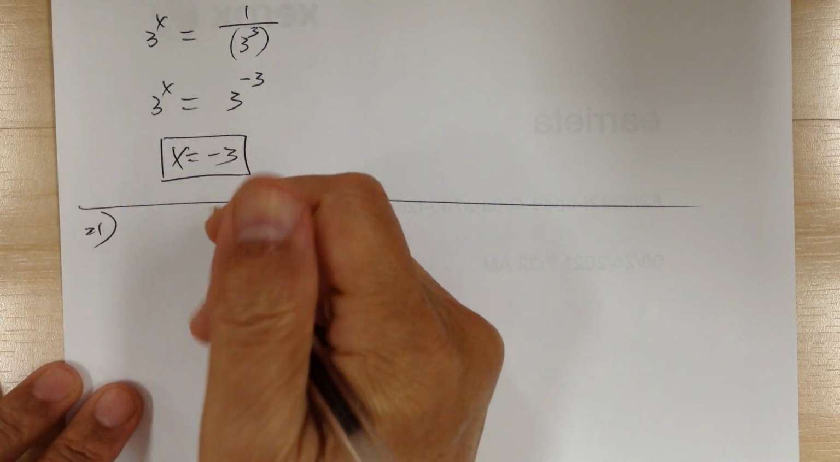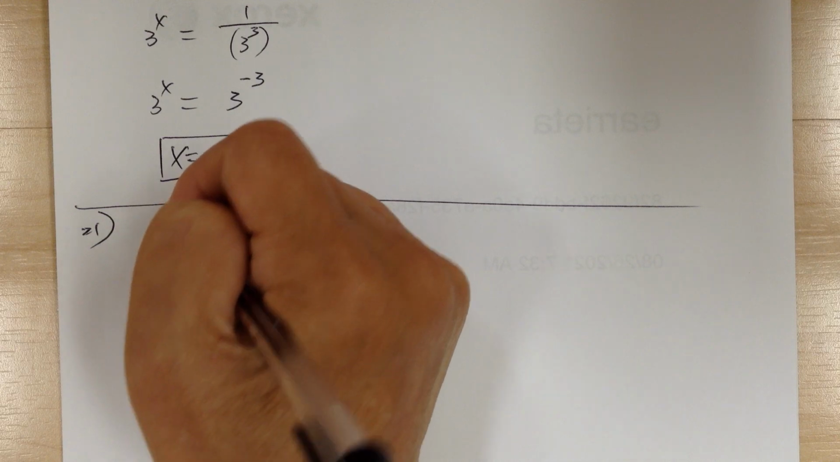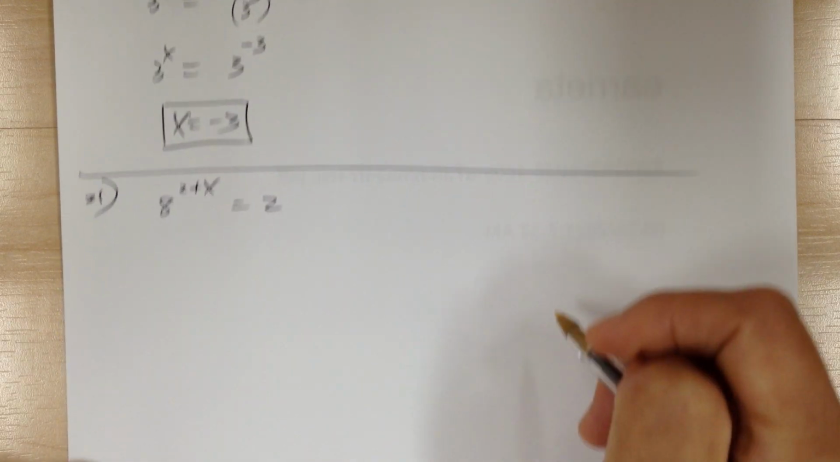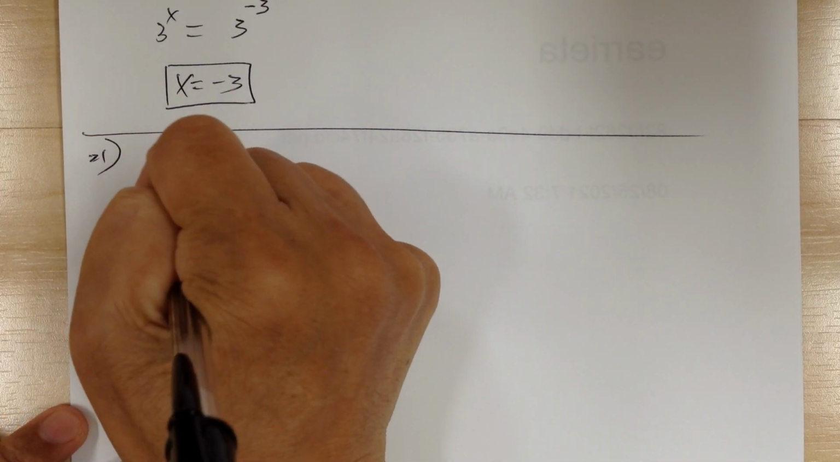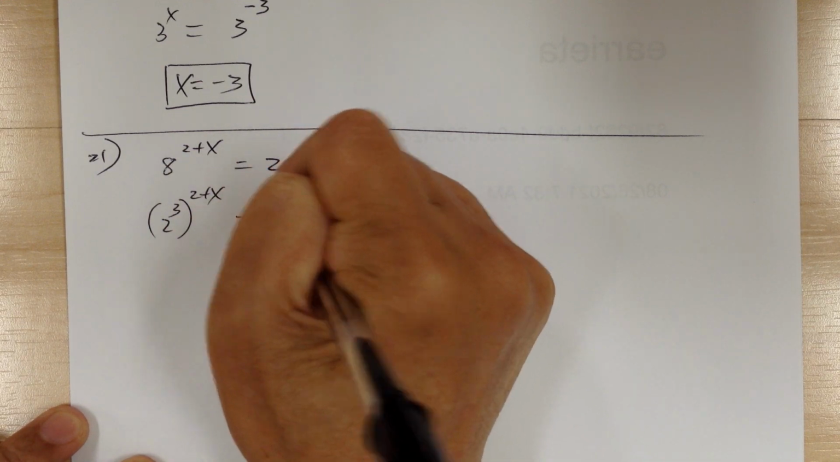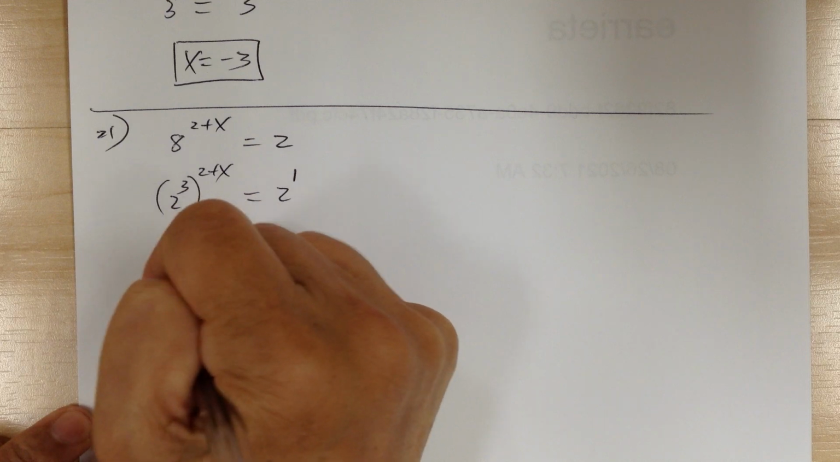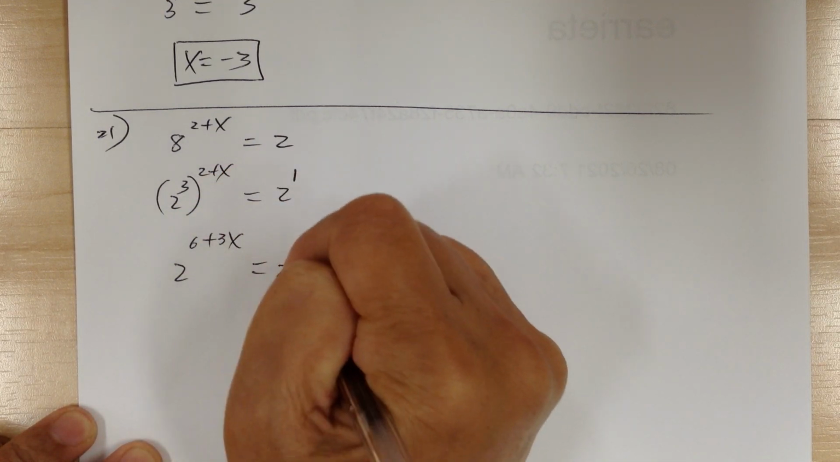Okay, number 21. You have 8 to the 2 plus x is equal to 2. Okay, so let's go and change this into base 2. So 8 equal to 2 to the 3 power. And this will be just 2 to the 1. Now you apply the power rule to multiply this together. So it becomes 2 to the 6 plus 3x equal to 2 to the 1.